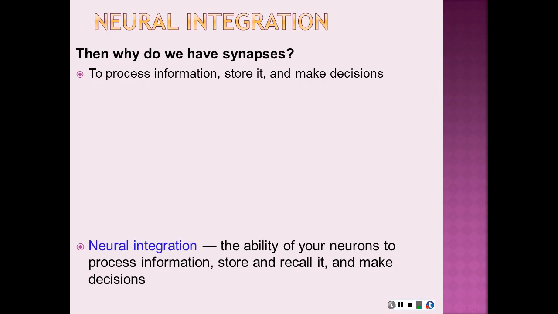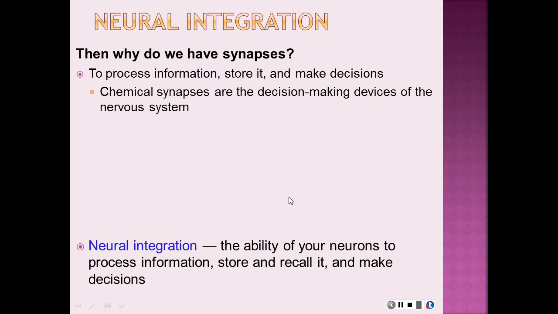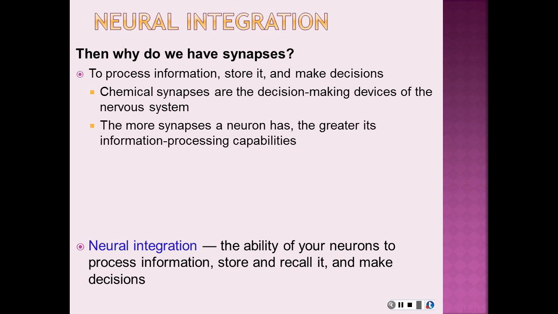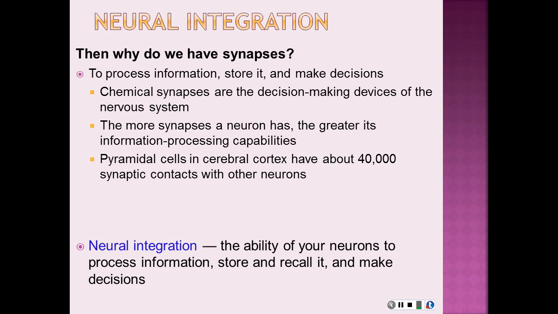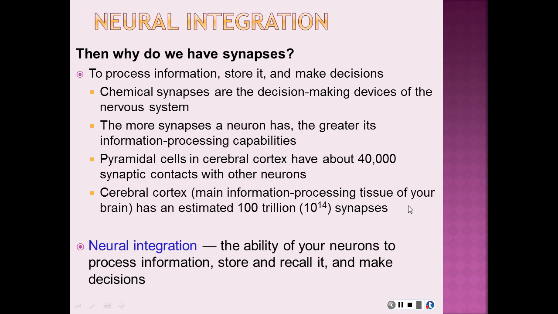Alright, so why do we even have synapses? It's to process information, to store it, and of course, to make decisions. Your chemical synapses are the decision-making devices of the nervous system. The more synapses a neuron has, the greater its information processing capabilities. The pyramidal cells in the cerebral cortex have about 40,000 synaptic contacts with other neurons. And the cerebral cortex has an estimated 100 trillion synapses.